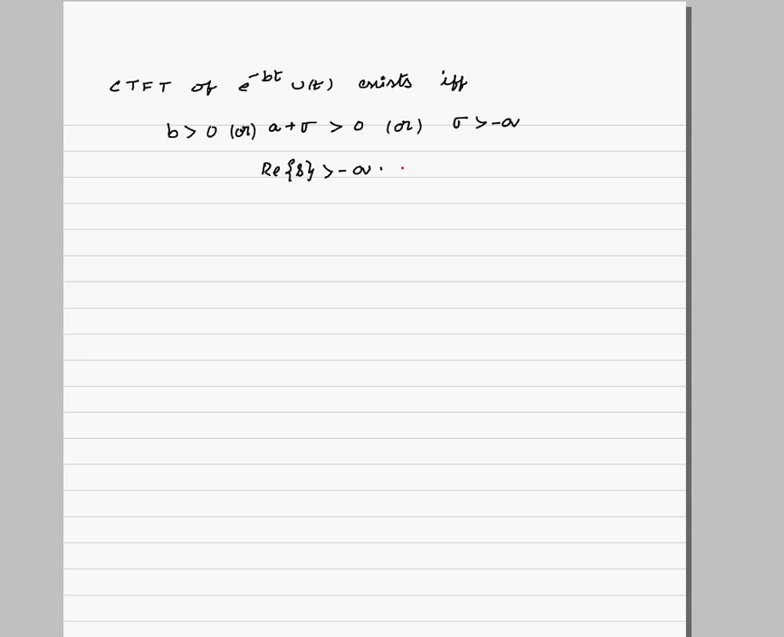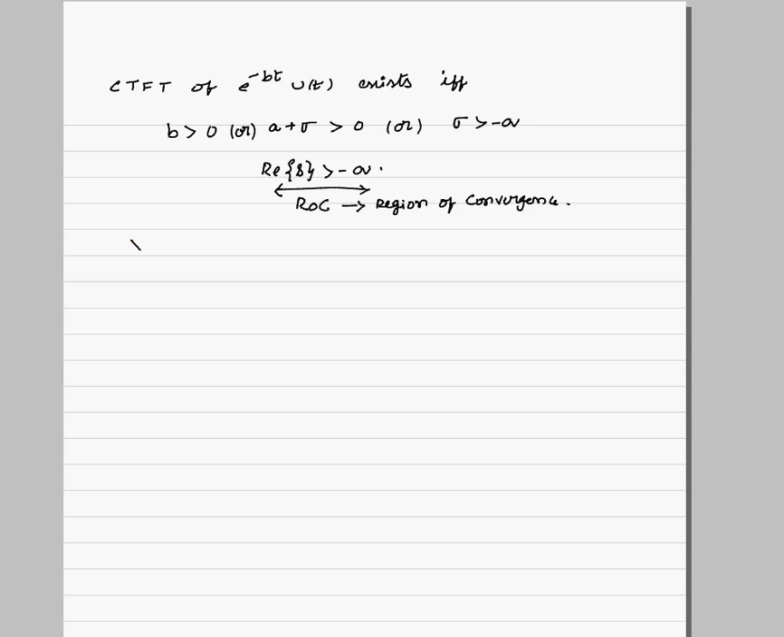than minus a. So indirectly, if this condition is satisfied, if Fourier transform of e power minus bt u of t exists, what does it mean? Fourier transform will converge. That's the reason why this condition we call as region of convergence. So this is called region of convergence.